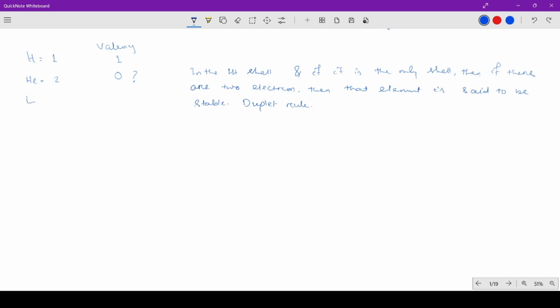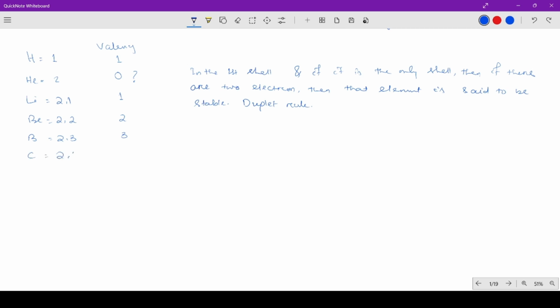Then let's calculate lithium. Lithium is 2 and 1, so the valency will be 1 because there will be loss of an electron. Then beryllium, it will be 2 and 2, the valency is 2. Then boron, the configuration is 2 and 3, the valency is 3.